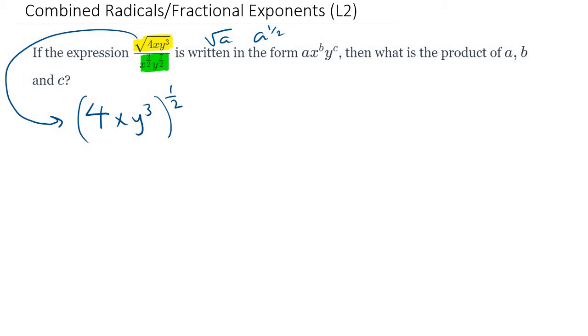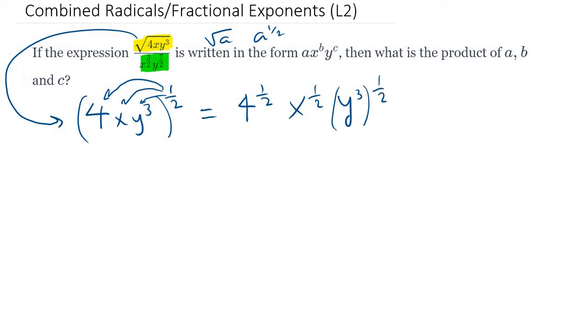Okay, now we're going to apply the power to every single thing inside there. So it will look like this: 4 to 1/2, x to 1/2, y to the third power, everything to 1/2. And then we're going to try to simplify this. 4 to 1/2 is the same thing as the square root of 4, which is 2. So that's 2 right there.